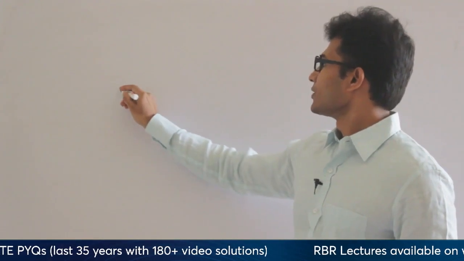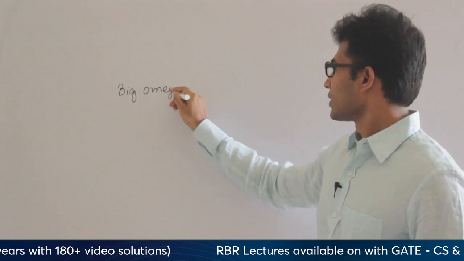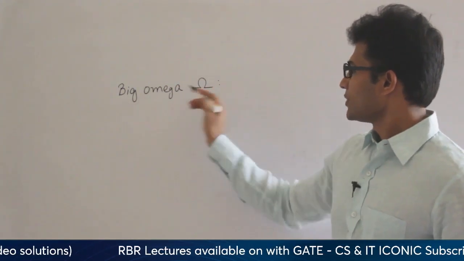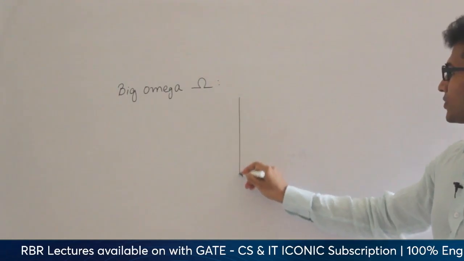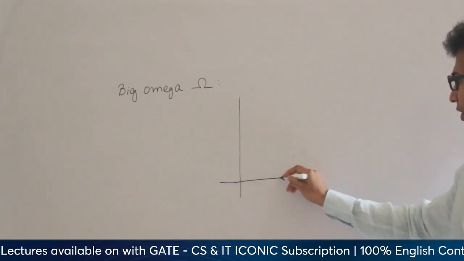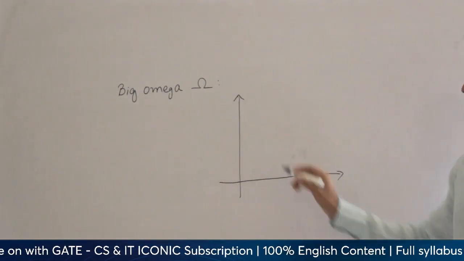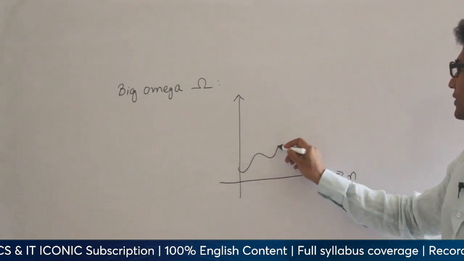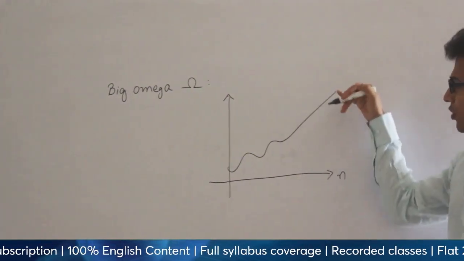Next one is big omega. We generally write it as big omega of n. Let us say the actual time complexity, or the function which is determining the time for an algorithm, is increasing like this. So you have something increasing like this, and now you want to give a lower bound for this.